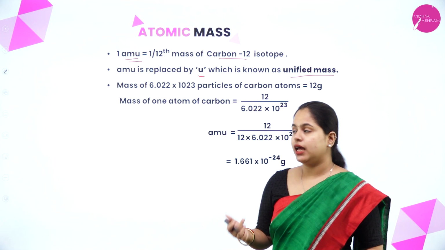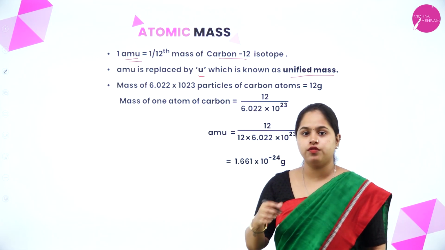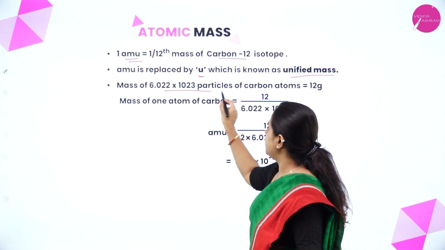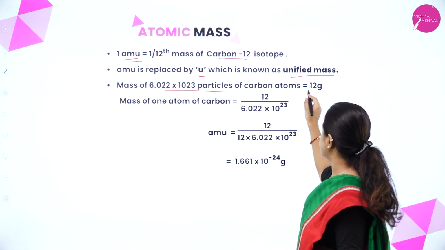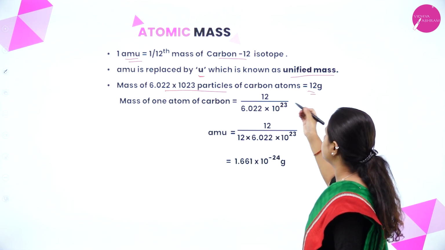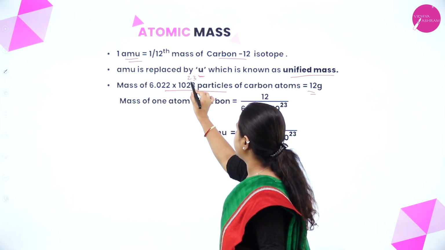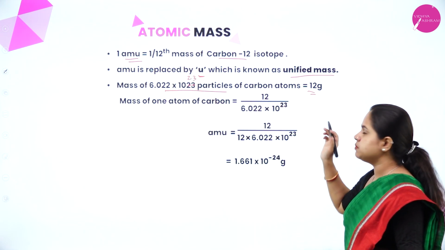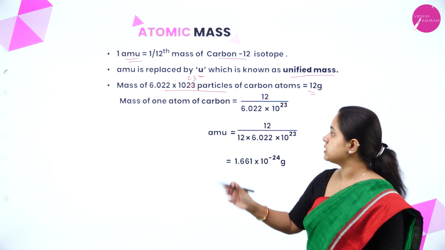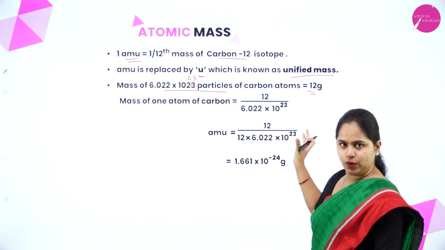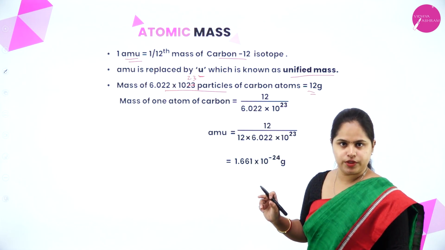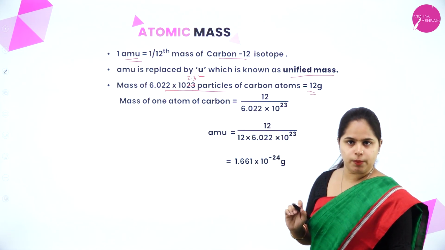So now let's calculate what is the mass of 1 AMU. The mass of 6.022 × 10^23 particles of carbon atoms is 12 grams. Now, what will be the mass of one atom of carbon? These many atoms of carbon have 12 grams. So, one atom of carbon means 12 divided by this value, that is 6.022 × 10^23.